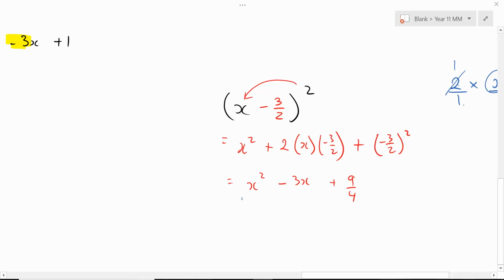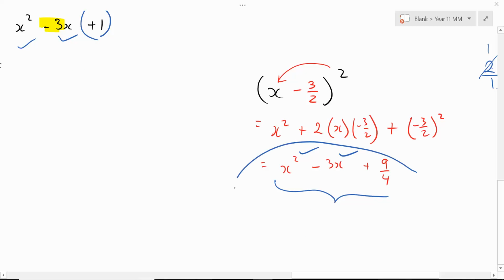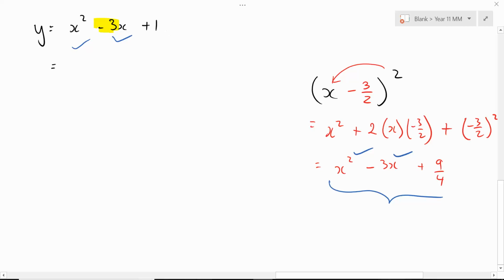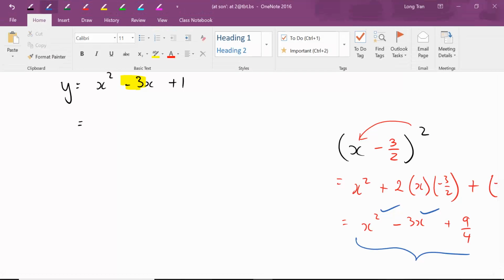But here, this is meant to be a perfect square. So I've got an x squared, yes, I do. This has negative 3x, this has negative 3x. Yes, but this has a 1, while this has a 9 on 4. See, this is your perfect square. This is what I want. But I don't have a 9 on 4. Instead, I have plus 1. So what do we do? Force it. Push in the 9 on 4 that I wanted.